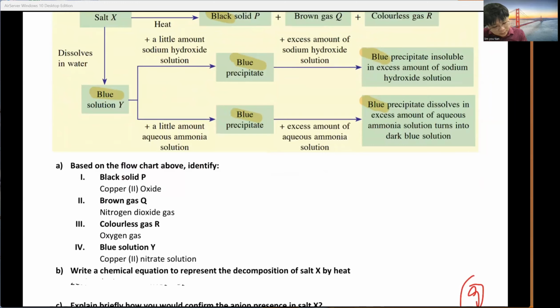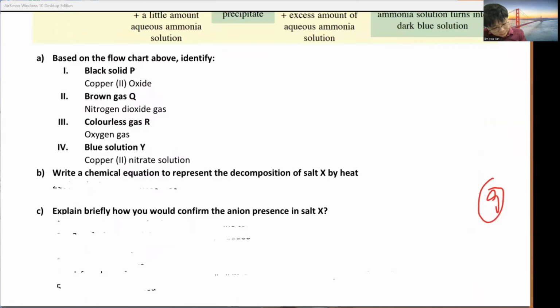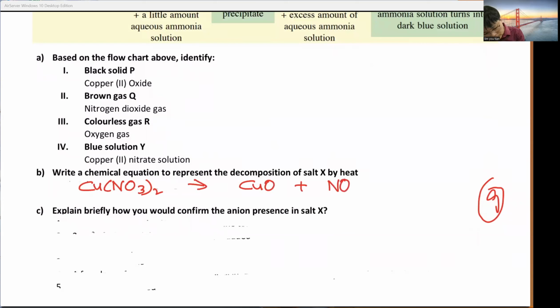So you can write out the equation of the heating. Copper 2 nitrate. This one always comes up because the equation is a bit hard to balance. So this heating salt equation always comes up: CuO plus NO2 plus O2. If you try to balance, Cu is already balanced. N2 here has 1 N, it's not enough, so you put a 2 here. Then after that you get stuck.